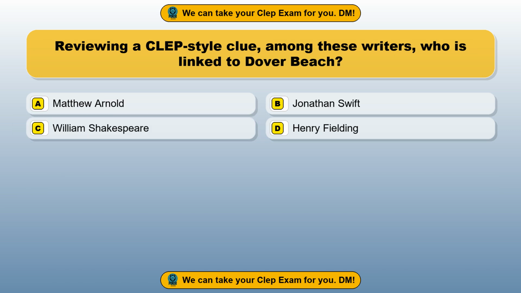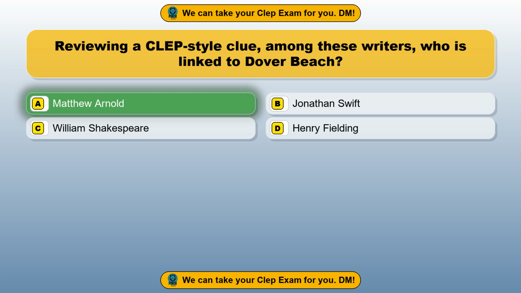Question 33. Reviewing a CLEP-style clue among these writers, who is linked to Dover Beach? Option A, Matthew Arnold. Option B, Jonathan Swift. Option C, William Shakespeare. Option D, Henry Fielding. The correct answer is option A, Matthew Arnold.